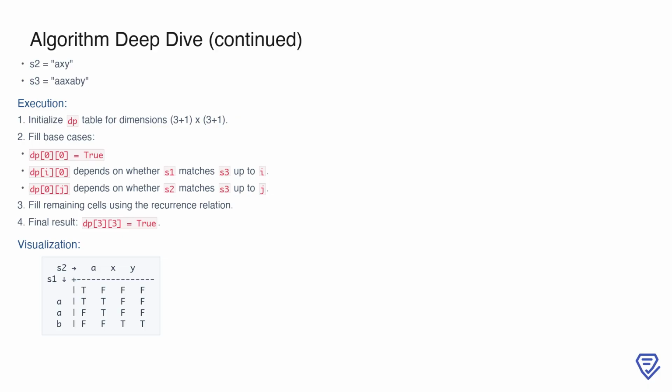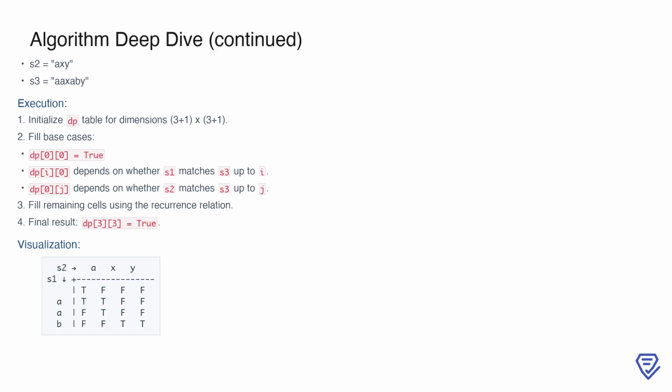Then we check if S1 matches the initial portion of S3, filling the first column, and similarly for S2 along the first row. From there, we fill the rest of the table using the recurrence relation. For example, DP[1][1] is true because the first character of S1 matches the second character of S3, and DP[0][1] is true.